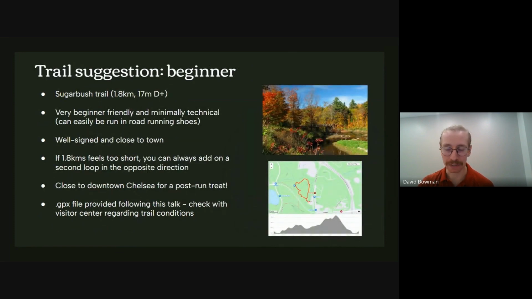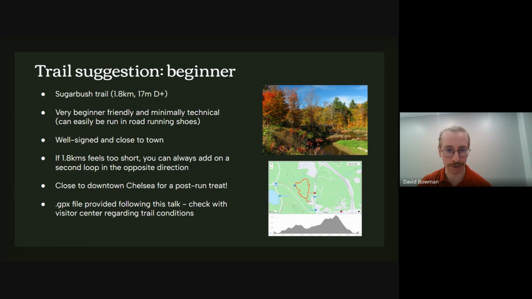Okay, now it's time for the fun part. These are my 3 suggestions for folks who want to try out trail running for the first time or are looking for some other suggestions in the area. So my beginner-friendly trail suggestion is the Sugar Bush Trail in Chelsea.